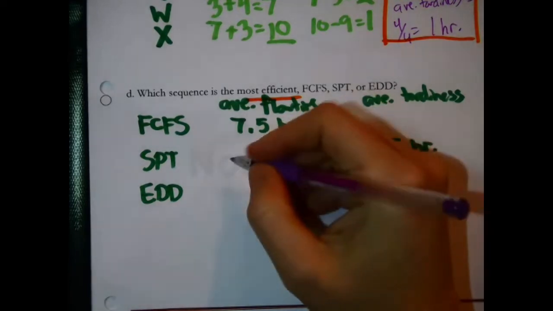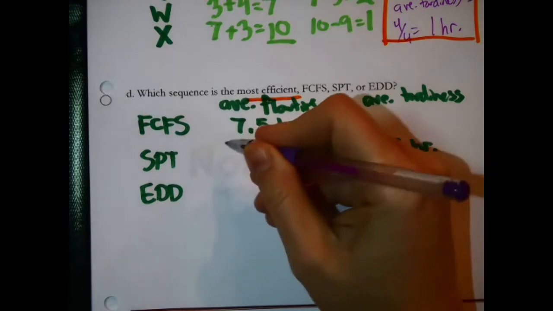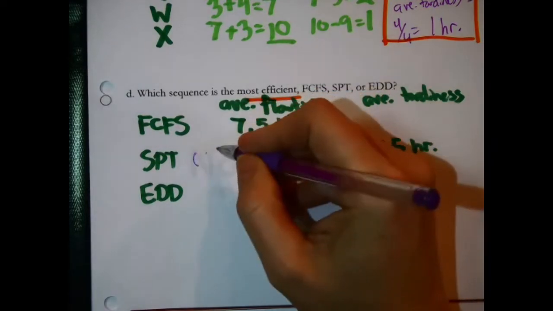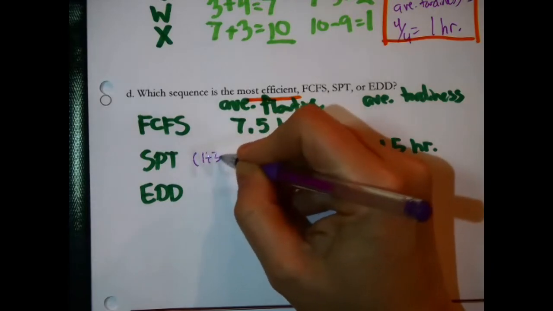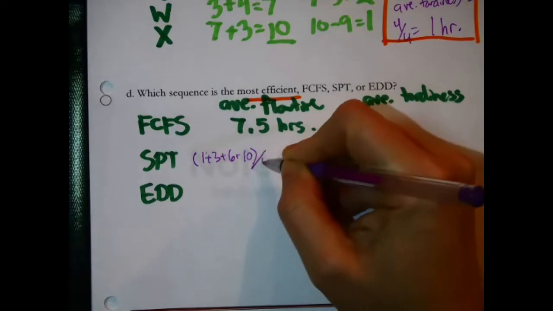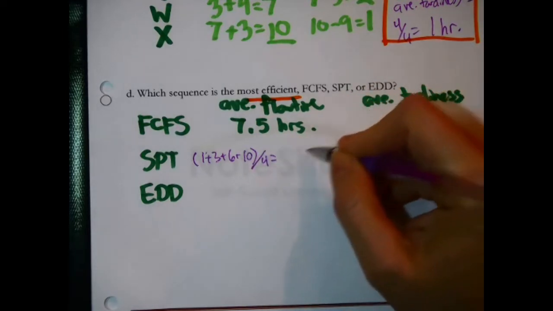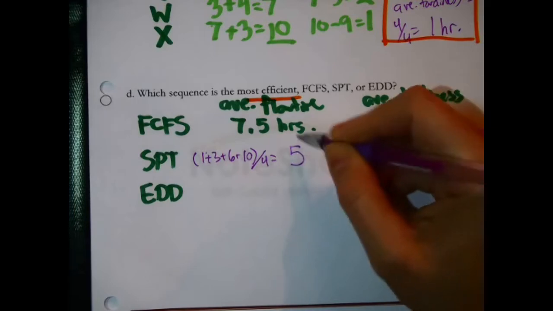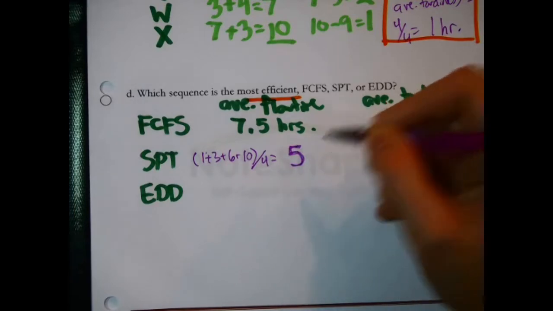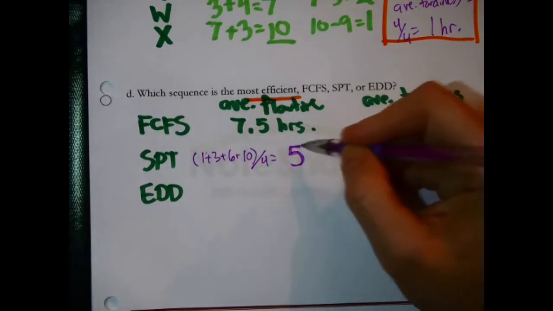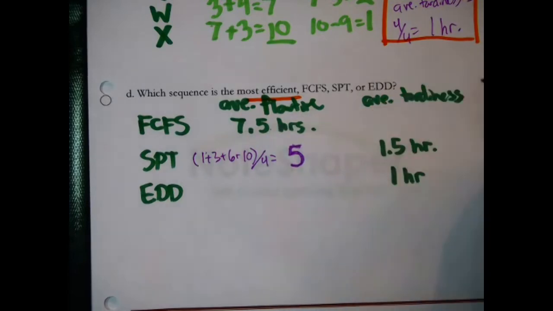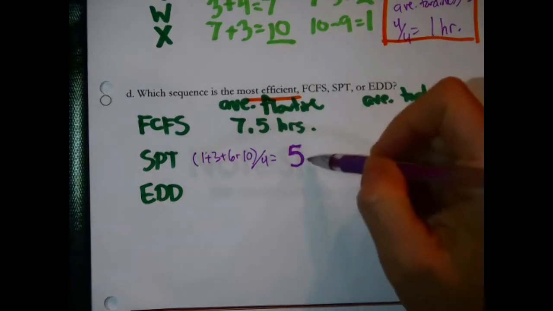Well, you would want to gather up the flow times for the shortest processing time sequence, and I did that. That's the 1 plus 3 plus 6 plus 10. And you're averaging, so you divide by 4. So the average flow time for the shortest processing time sequence is 5. Which is quite a contrast to 7.5 for first come, first serve. But anyway, we have a number for here.